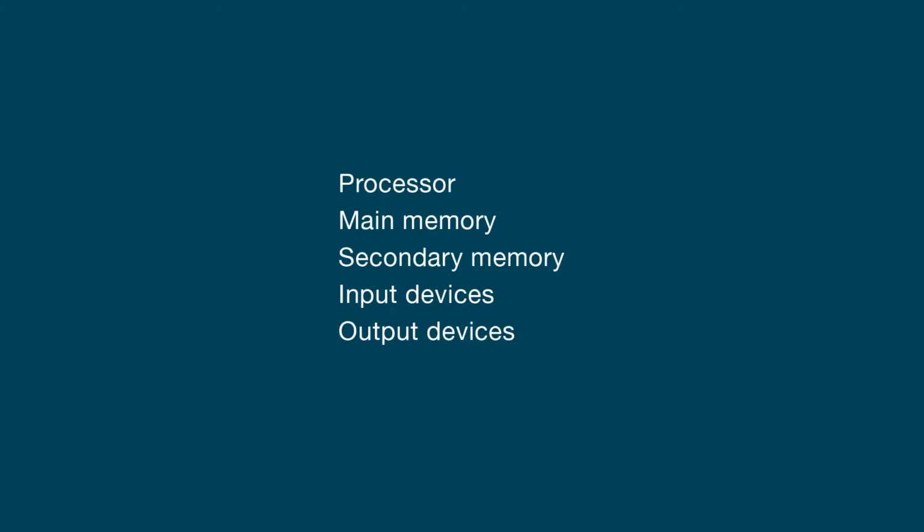The hardware components of a computer system are the electronic and mechanical parts. The software components of a computer system are the data and the computer programs. The major hardware components of a computer system are processor, main memory, secondary memory, input devices and output devices.